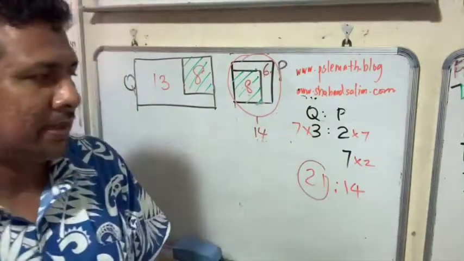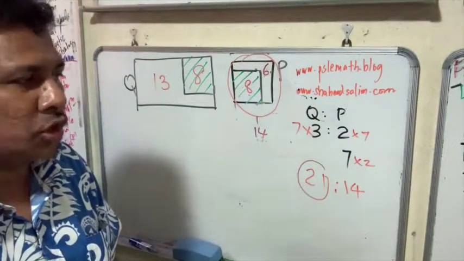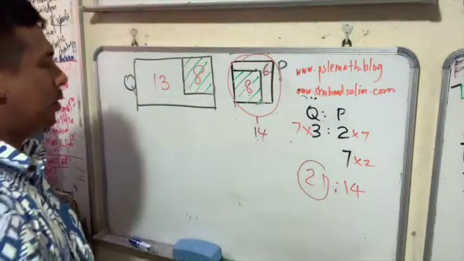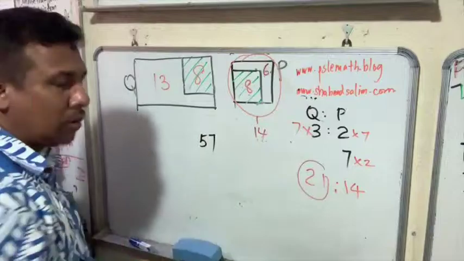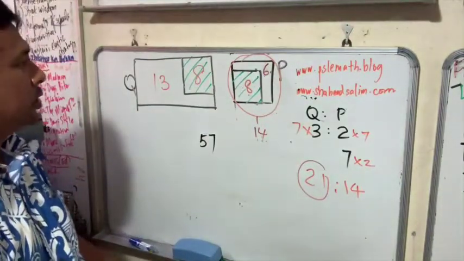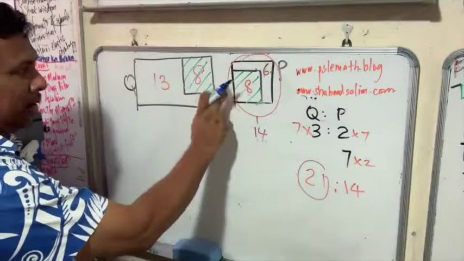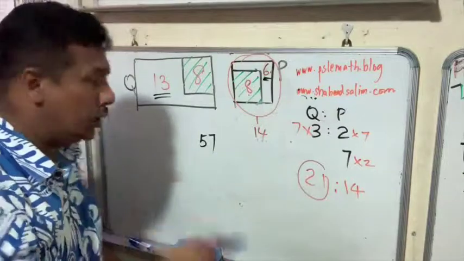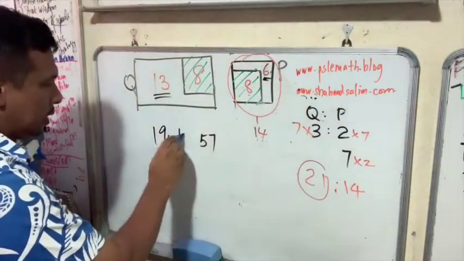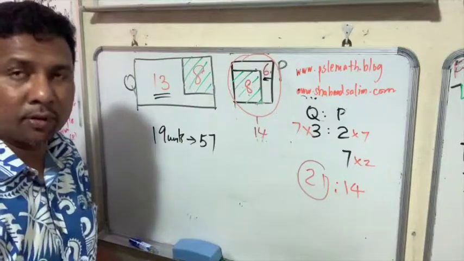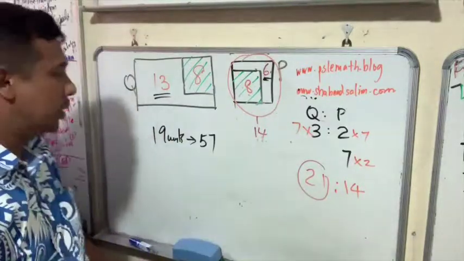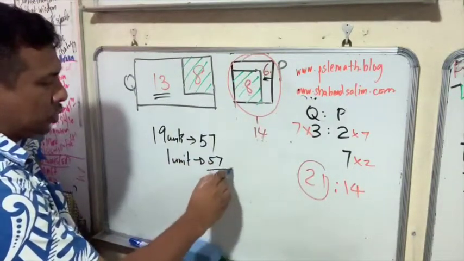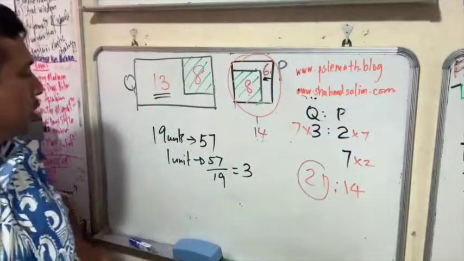Now the question says the total unshaded area of the figure is 57 square cm. The total unshaded area. So let us look. This is the overlap part. So the unshaded area is 13 plus 6, 19 units. So 19 units is 57 square cm. So for 1 unit, you divide 57 by 19, which you will get 3. So 1 unit is 3.